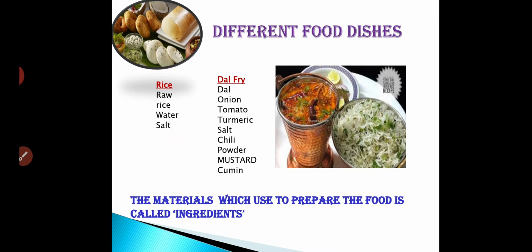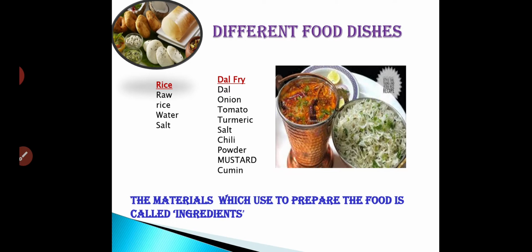So if you take dal tadka, where does the dal come from? Field again. Onion, again field. Tomato, field. Turmeric comes from the turmeric plant. Salt, from the ocean. Chili, from the chili plant, right? Then mustard from the mustard plant, cumin from the cumin plant.